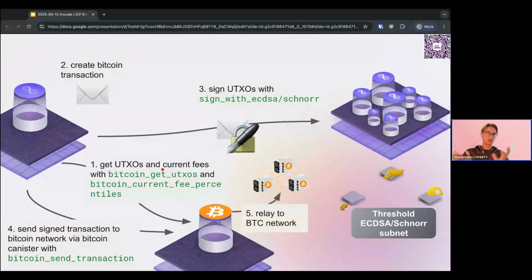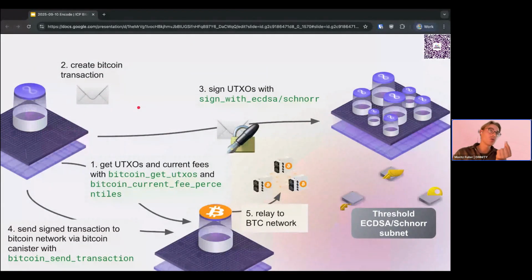So now it has a set of UTXOs that it can use to create a transaction. Those UTXOs are, as we learned, the input to the transaction. And of course, it wants to make sure that the transaction is being mined, so included in a block. Therefore, it needs to learn about the current Bitcoin fees, and to learn about them, it uses the Bitcoin get current fee percentiles endpoint. Okay, so now we have the UTXOs and we know the fees. This is enough for us to create a Bitcoin transaction. So we have some logic in our canister that now assembles this transaction.